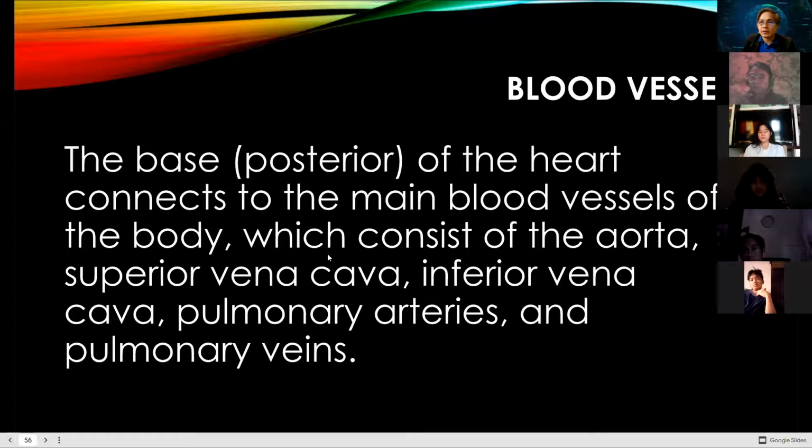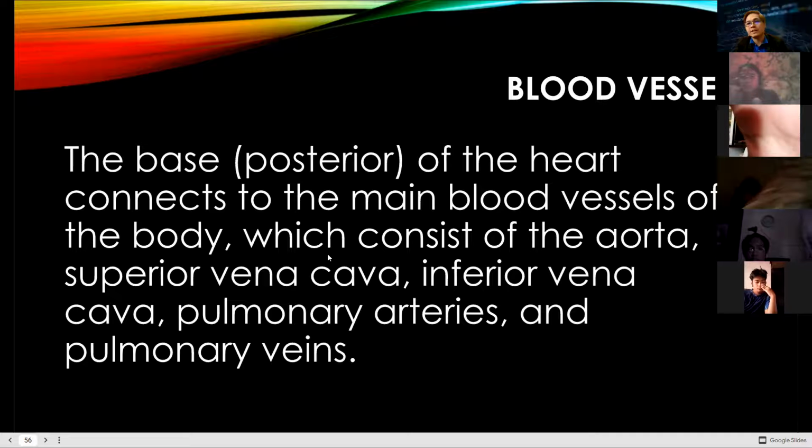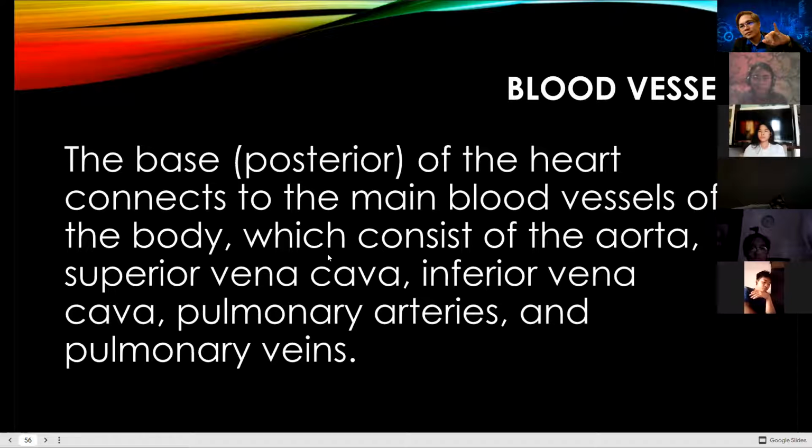Right? We were talking about the valves yesterday, the last time. We are talking about the atrioventricular valves and the semilunar valves. What are those? Atrioventricular means to say that it is in the center of the atria and ventricles. What are those valves? We have the pulmonary valve, which is a semilunar valve.